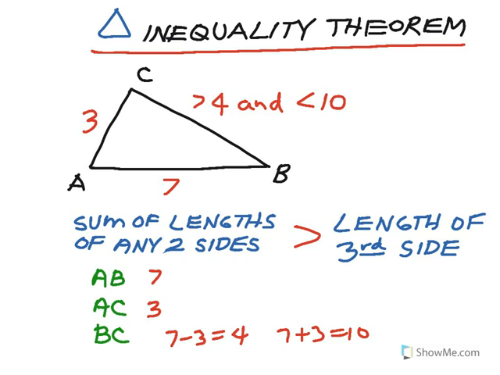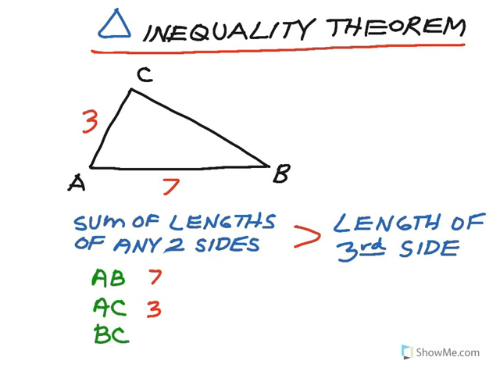So in short, if you know two sides of a triangle and you want to know what the third side can be, it has to be bigger than the difference between the two other sides, and it has to be less than the sum of the two other known sides. As an example, let's choose a side length. Let's say 5 is greater than 4 but less than 10.